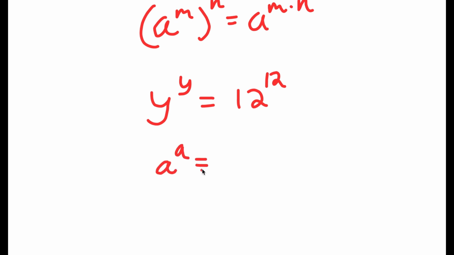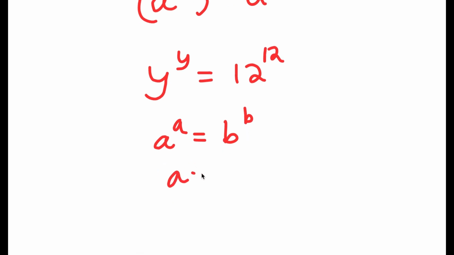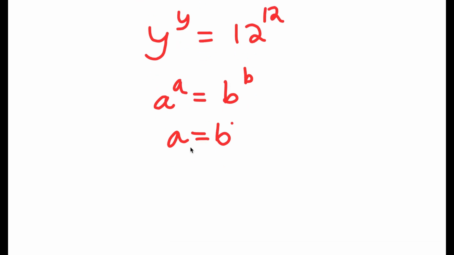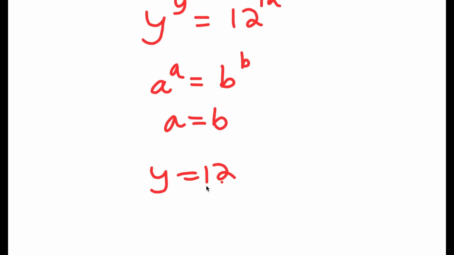And if I have something in the form a to the power of a is equal to b to the power of b, then this means that a is equal to b. So in this case, y is equal to 12.